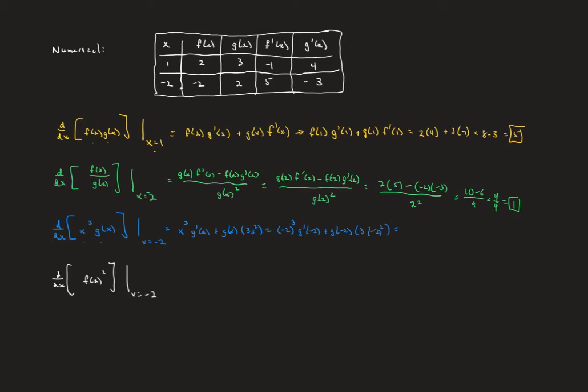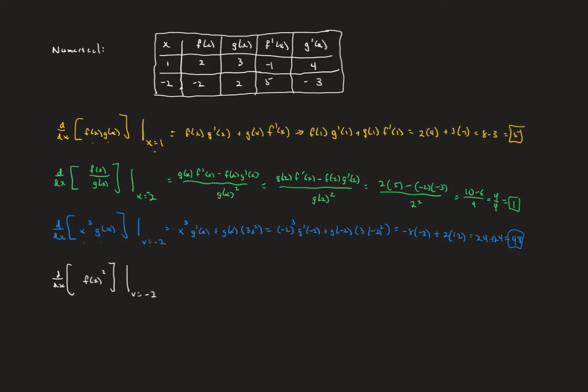So let's see, we have negative 2 cubed is negative 8, and the g prime of negative 2 is negative 3. And then we're going to get the plus g of negative 2 is 2. And then we have negative 2 squared is positive 4 times 3 is 12. And so it looks like 24 plus another 24 is 48.